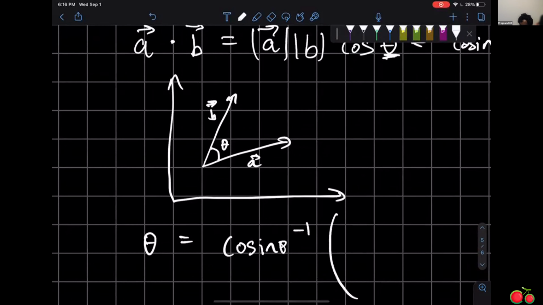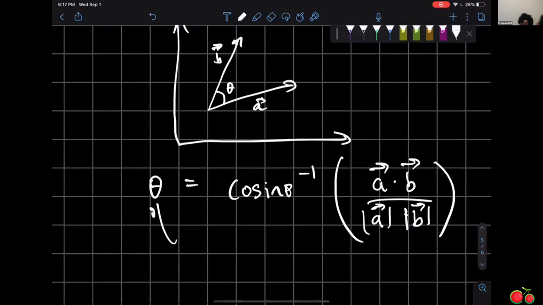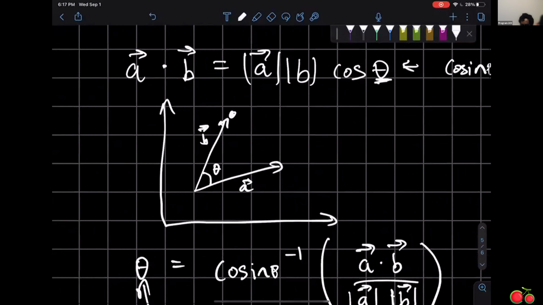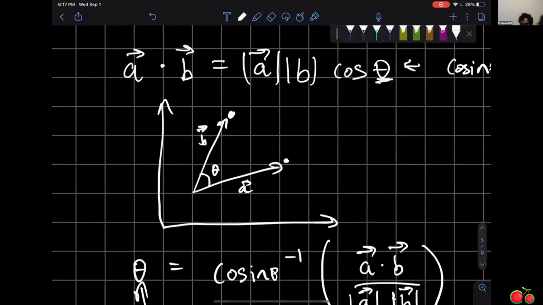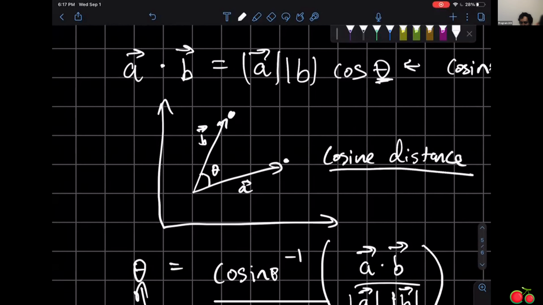and so you can use cosine inverse of A dot B divided by the product of the magnitudes. So this theta becomes a measure. If you have two points which your vectors are pointing to, you can use theta to measure how close they are. This is called cosine distance, and this is heavily used in data science and machine learning all the time. This idea of cosine distance.